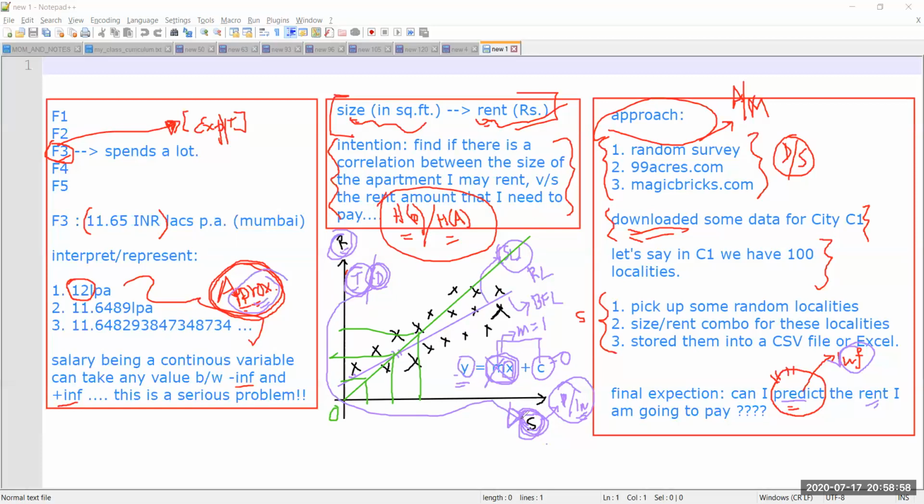Do you have to pay a rent? The answer is yes. I don't have to pay any rent. Which means if the value of s is equal to 0, then my value of r is also equal to 0. Which means the straight line will pass through the origin.